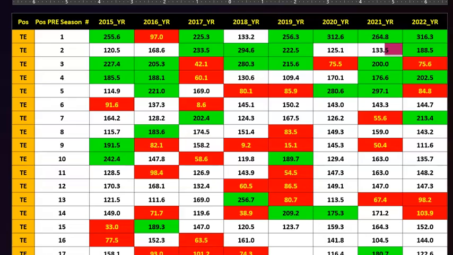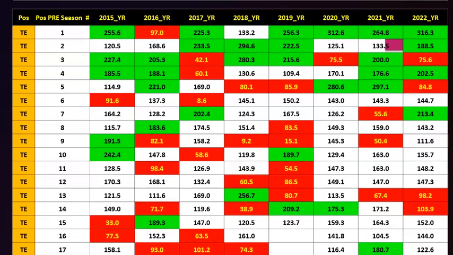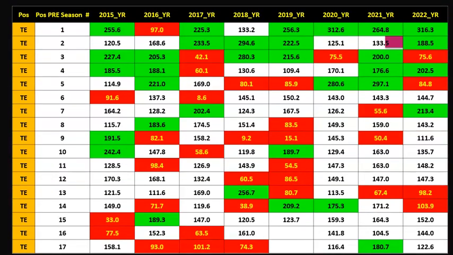Okay, let's take a look overall. Tight ends 1 to 17. Let me scoot this down. This is fantasy points per ADP over the last 8 years. The first ADP over the last 8 years has had 6 years of super success. 1 year is a failure, 2016.